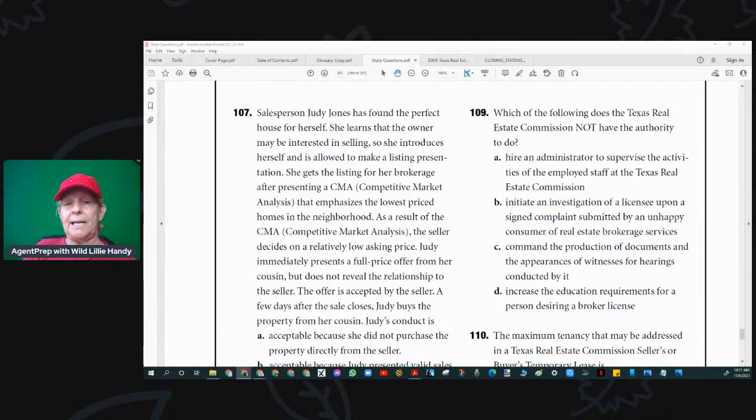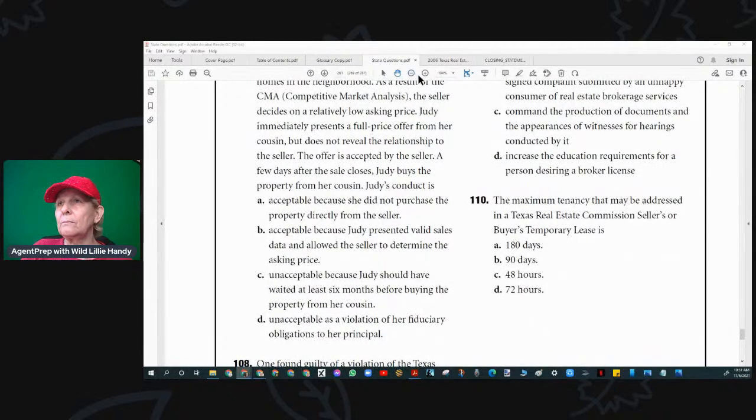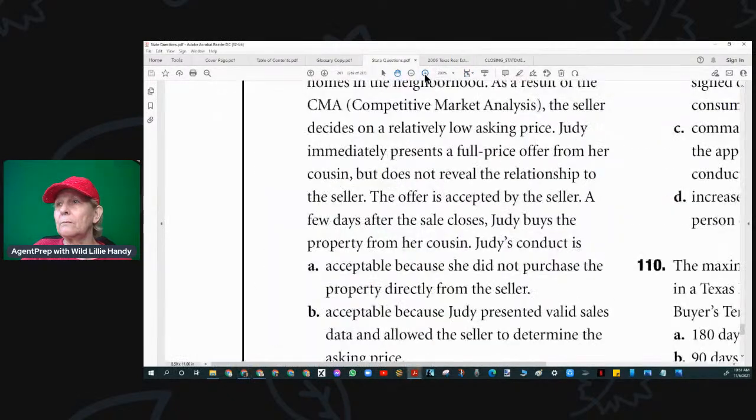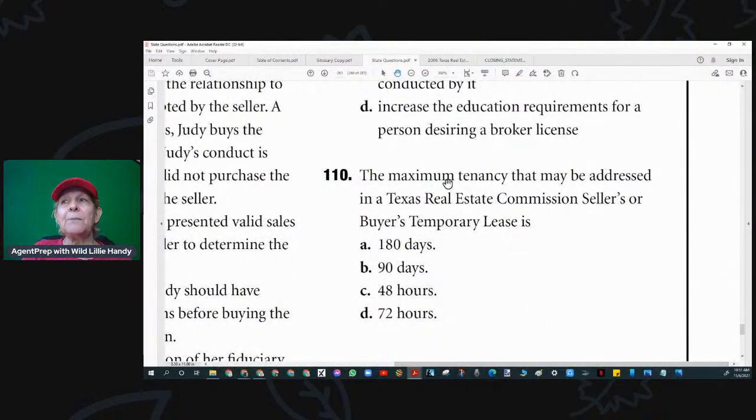Last question of the day, 110. The maximum tenancy that may be addressed in a Texas Real Estate Commission seller's or buyer's temporary lease is A, 180 days, B, 90 days, C, 48 hours, or D, 72 hours. My gosh, we read something and we say something else, right? Or I should say I do.